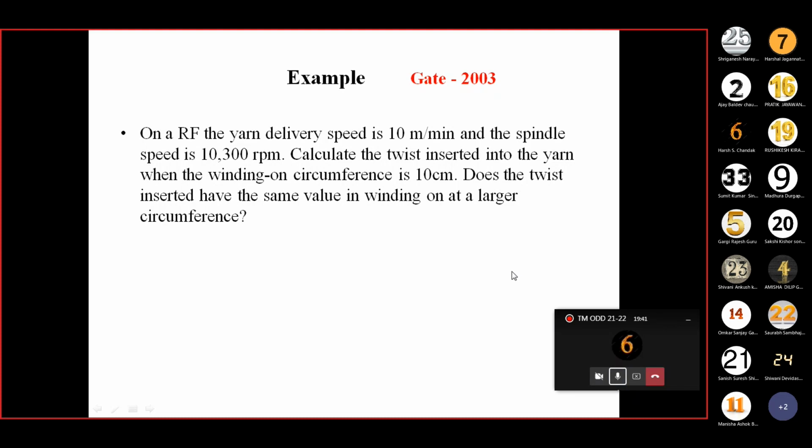Okay, everyone written the numerical? Yes, sir. Okay.